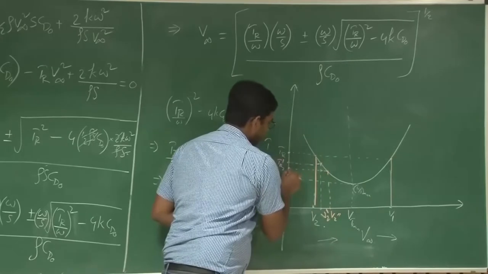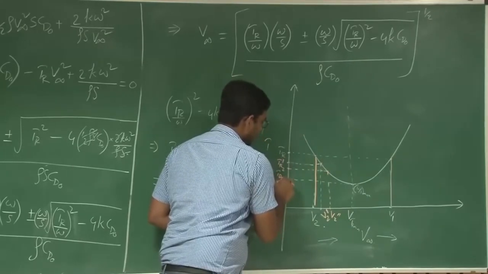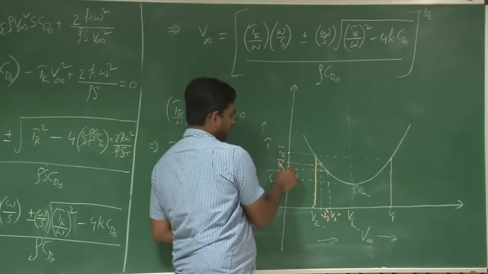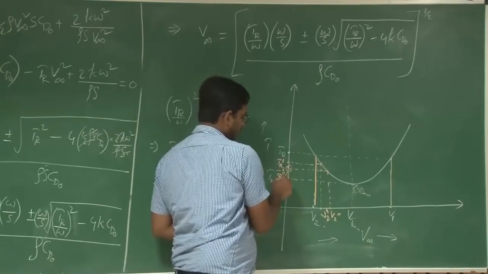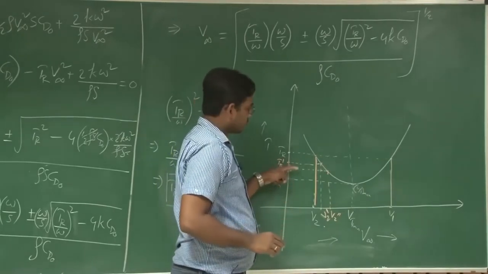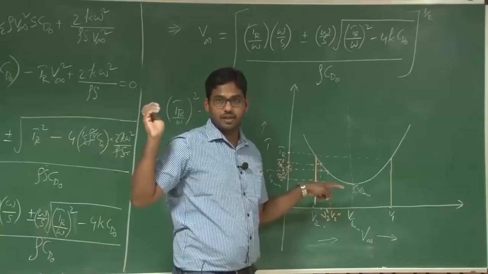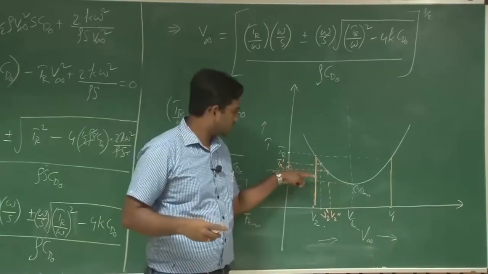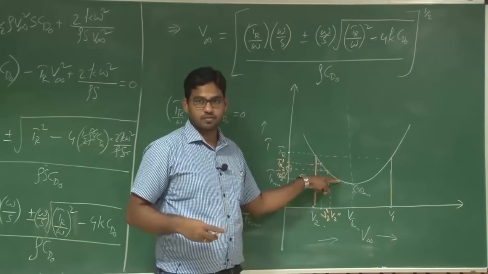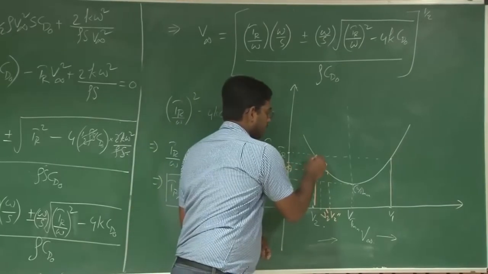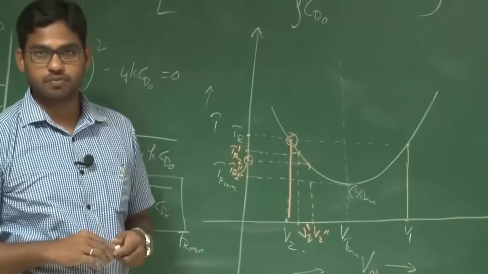And the corresponding thrust requirement decreases. V2 double prime, this is your TR2 double prime. This has decreased further. So the drag of the system decreases, and this further accelerates the system. So you are not coming back to your initial equilibrium, right.